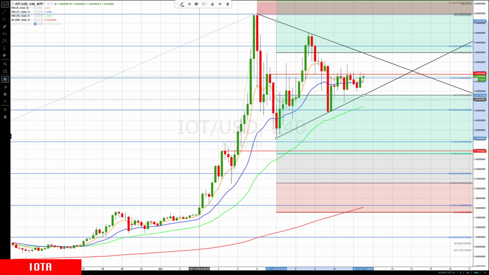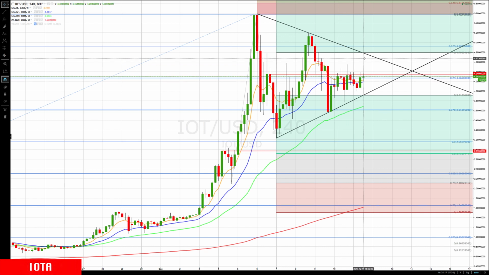Alright, IOTA, by the way, this was recorded around 4:30 on December 11th. So, IOTA, 4-hour chart, major triangle consolidation pattern. So that's what we're going to be watching for.